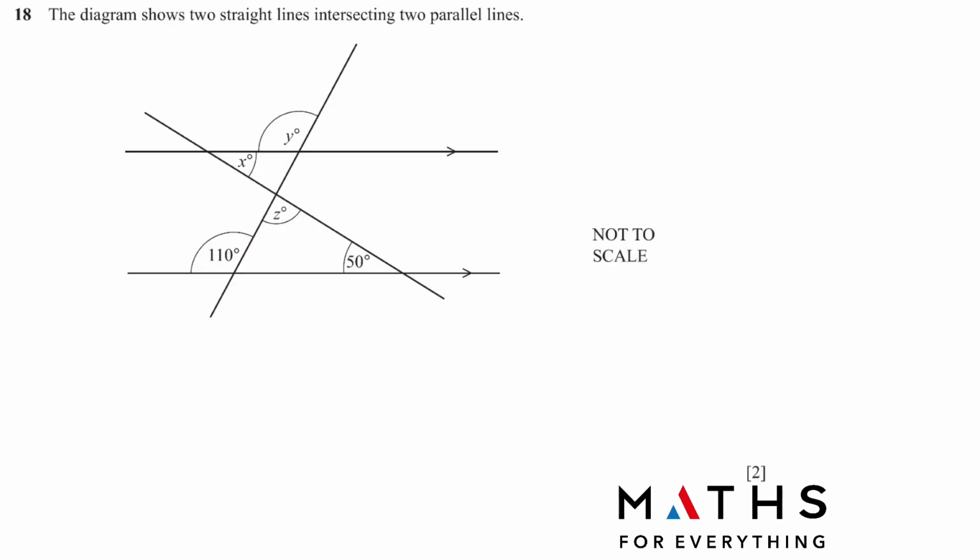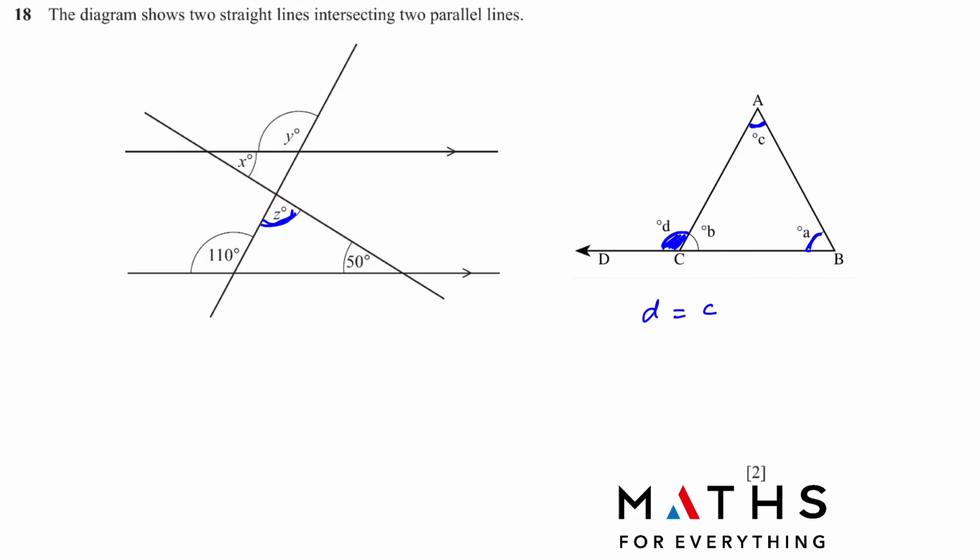Now the only one remaining is to find z. Z is one of the angles of the triangle. We need to know this rule. If you want to find an exterior angle of the triangle, it is the sum of the two opposite interior angles. So D is equal to C plus A.